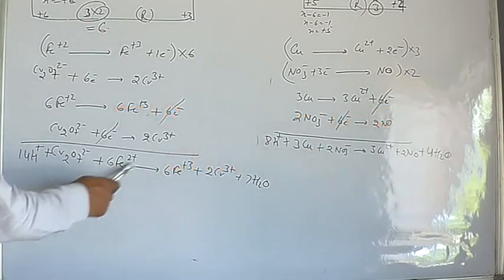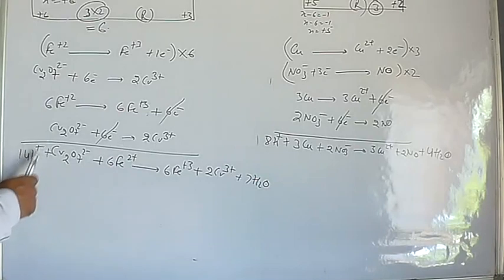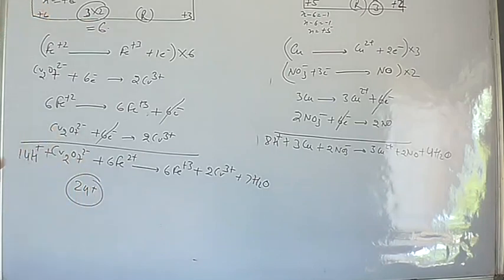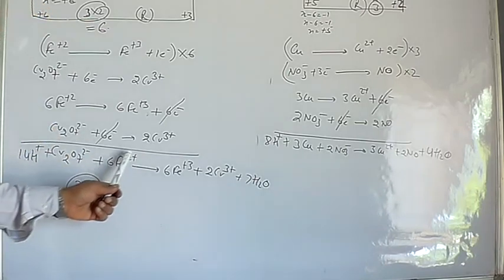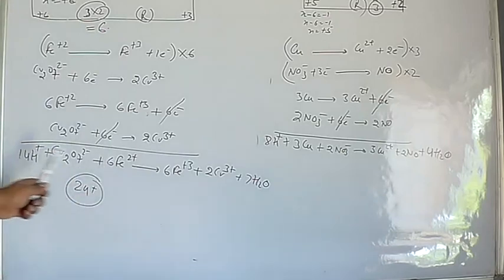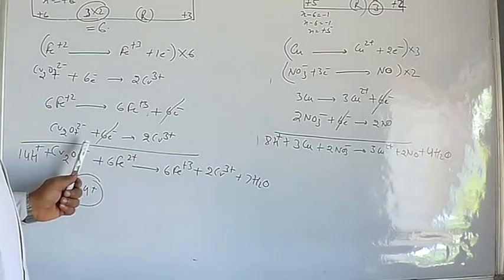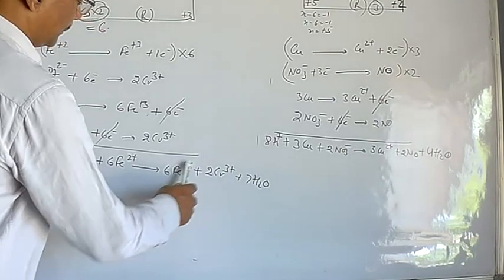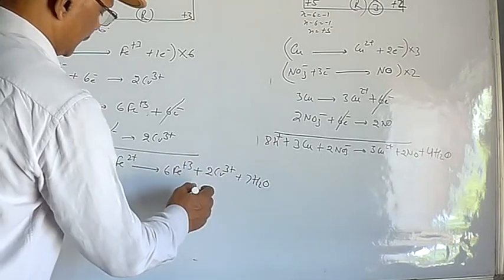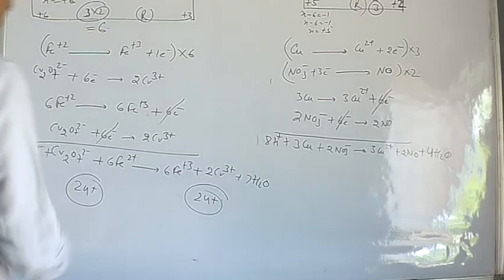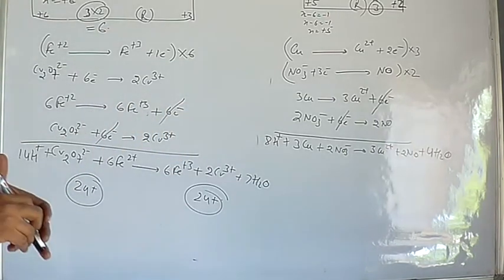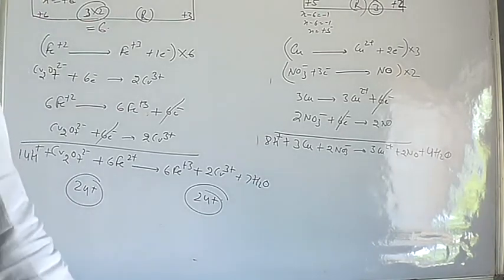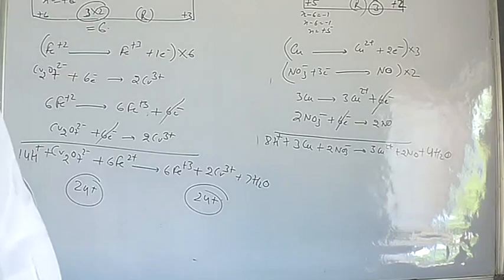6 times 2 is 12 positive, and 14 positive, 12 and 14 gives 26 positive, 26 positive minus 2 gives you 24 positive. Charges on the reactant side, I repeat again, 6 times 2 is 12 positive, 14 positive, 12 and 14 gives you 26, and 26 positive minus 2 will give you 24 positive. Now class, see here, 6 times 3 is 18 positive and 2 times 3 is 6 positive, 18 and 6 gives you 24 positive. Class, both sides the reaction is balanced with number of atoms as well as charge. So class, this is the way you balance the ionic reaction in acidic medium.